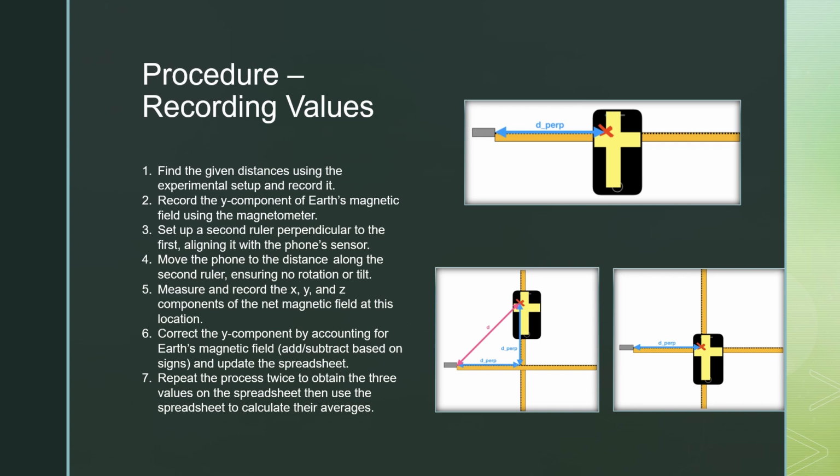We set up a second ruler perpendicular to the first offset to measure the off-axis fields. We moved the phone alongside the ruler, ensuring no rotation or tilt, and recorded the x, y, and z components of the magnetic field. We corrected the y component by accounting for Earth's magnetic field and updated our data. We repeated the process to obtain 3 values for each distance and calculated their averages.